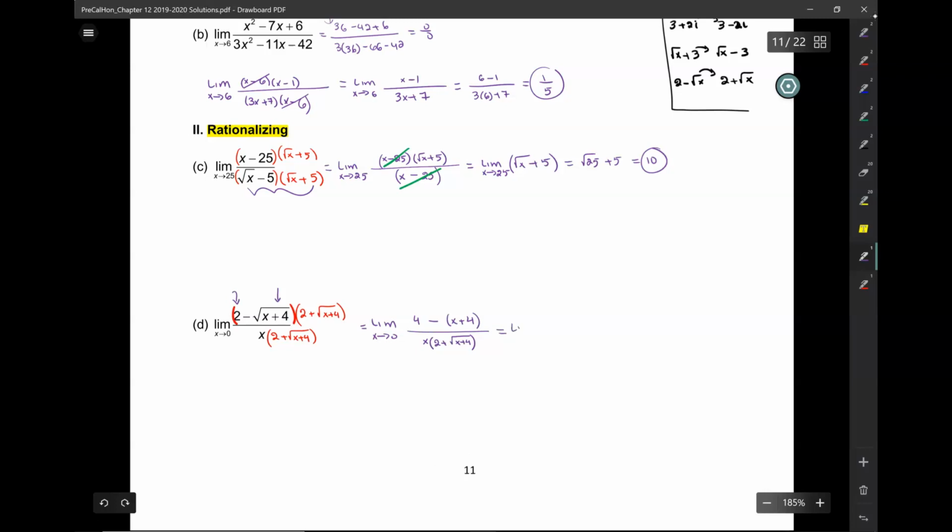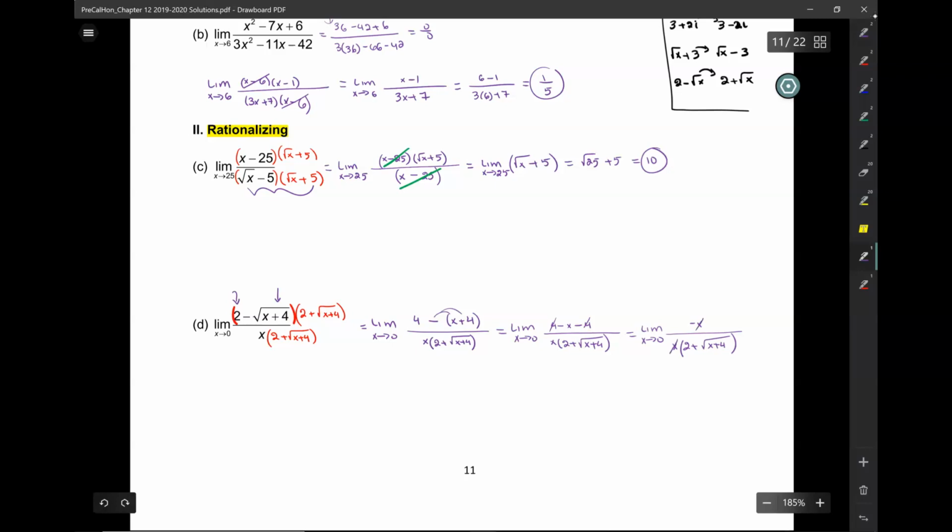So this is the limit as x approaches 0 of, let's distribute that negative, 4 minus x minus 4 over x times 2 plus root x plus 4. What happens if we forget the limit for now? Minus 1. Okay, 4 minus 4 cancel out. I have negative x over x times this lovely parenthesis. The x's will cancel out.